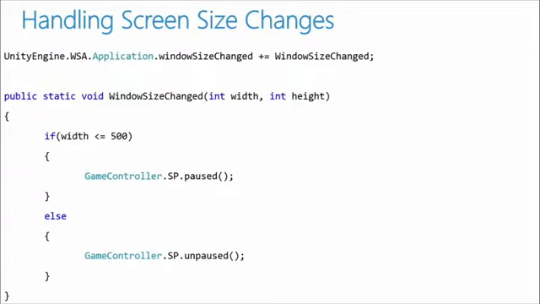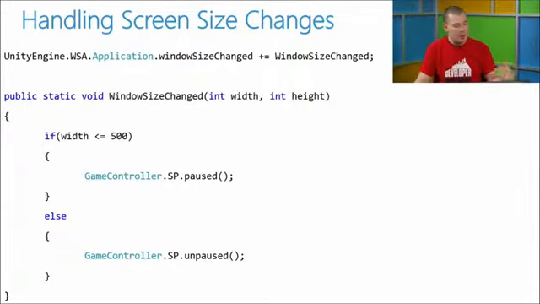Luckily in Unity 4.3, they've added this new namespace, WSA, Windows Store application, that has a bunch of classes built into it that allow you to do some of these features. The one they added was an on-Windows size change handler. And all we do is set up an event handler so that when someone changes the screen size, we call this event.